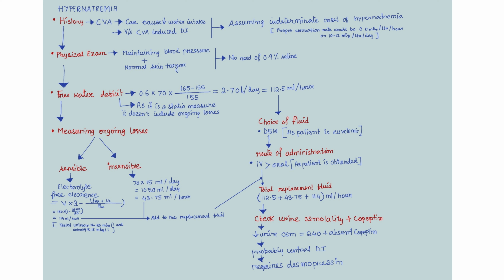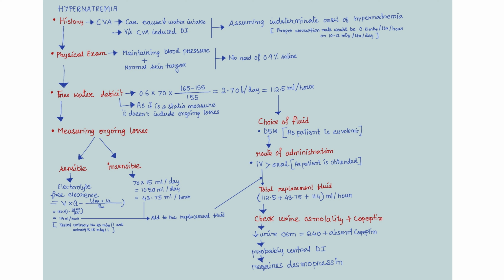So the patient is producing 150 ml per hour of urine output. So 150 multiplied by 1 minus 25 plus 15, both of which are hypothetical values for urinary sodium and urinary potassium, divided by 165, which is the plasma sodium level. This gives us 114 ml per hour, which is the electrolyte free clearance. We need to add this to the fluid that we are going to give the patient.